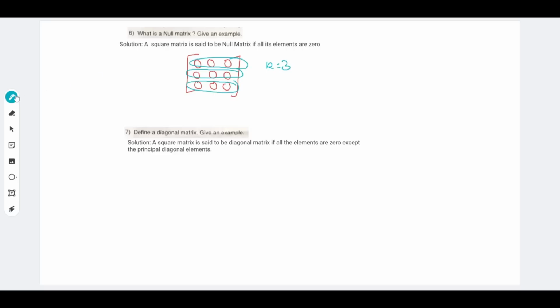Columns are the standing lines. So here the number of columns are 1, 2 and 3. So columns are 3. It can also be written as M cross N, where M and N are rows and columns. The order of this matrix is 3 cross 3, that is nothing but a square matrix. When M and N are equal, it is called a square matrix. And when all the elements of the matrix are 0, then it is called a null matrix.